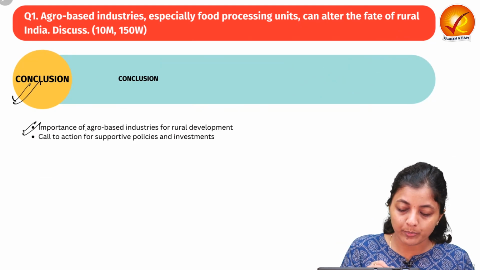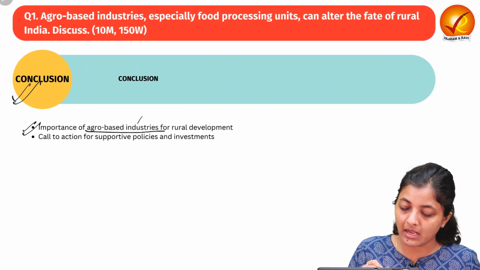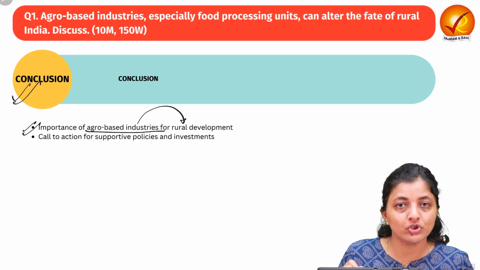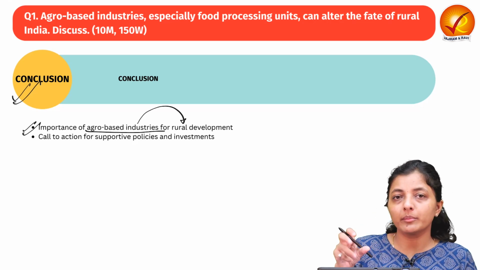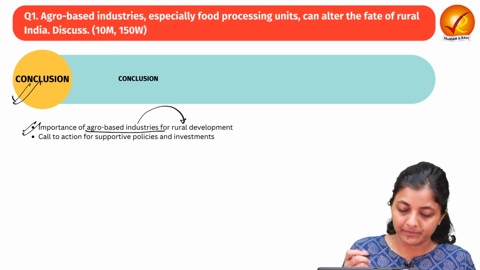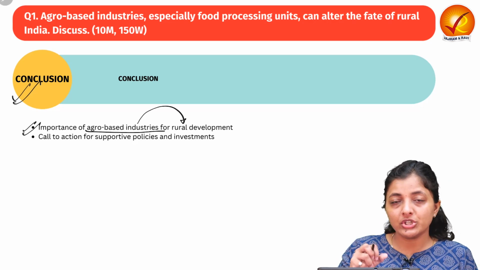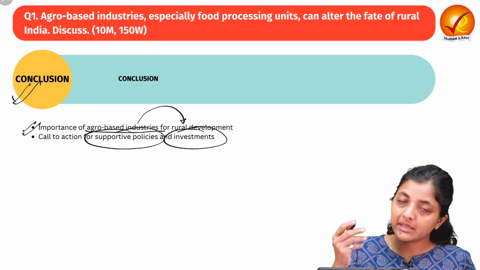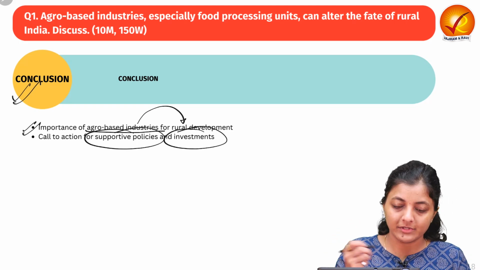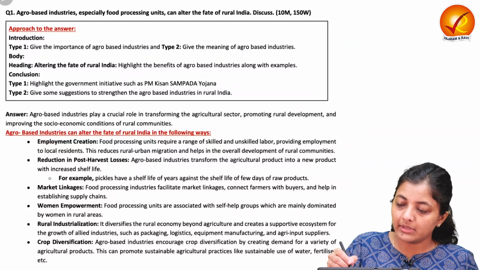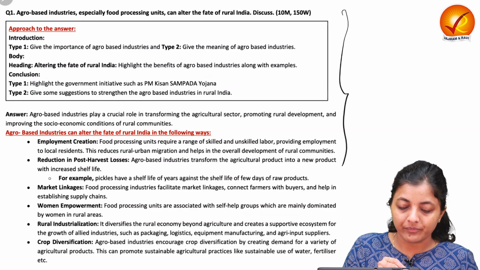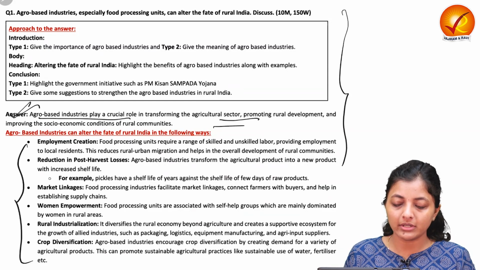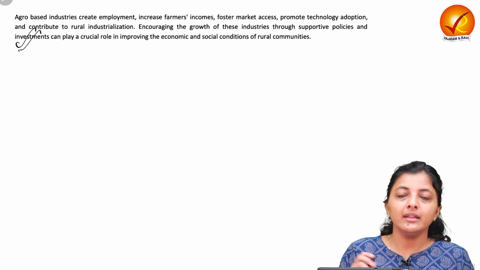We can write about the importance of agro-based industries, how they initiate infrastructural development, how they create job opportunities, and how the whole economic growth of that particular region can happen. And all these initiatives require supportive policies and investments from the government side as well as the private sector. This way we can conclude our answer. Next comes the model answer. Let's see: starting with the importance of agro-based industries, then how they can alter the fate of rural India, and finally the conclusion.